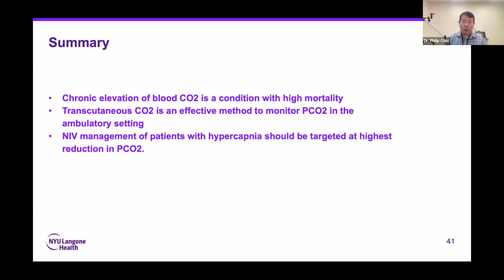And so no matter how you're monitoring PCO2, whether it's through transcutaneous, arterial blood gas, venous blood gas, or end-tidal CO2, or using a surrogate like bicarbonate, the method that you're using is going to be dependent on what resources you have. But hopefully people have at least an understanding that there should be some attention paid to reducing total body stores of CO2 when you're using non-invasive ventilation management for patients with chronic hypercapnia.